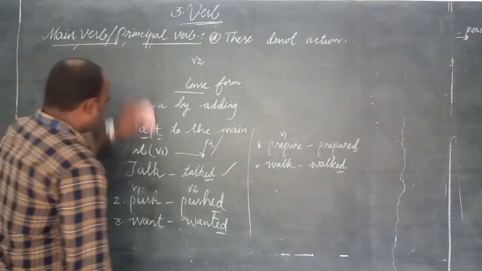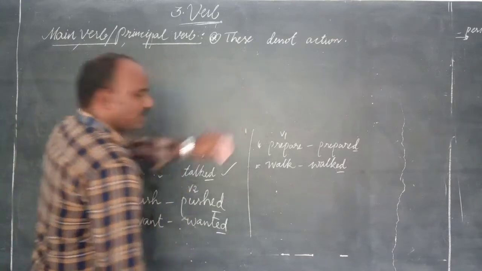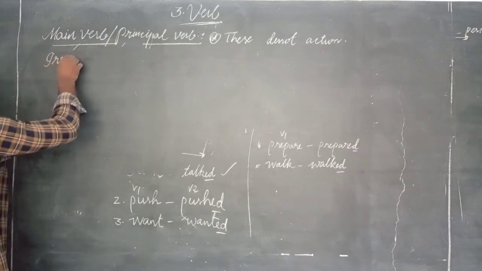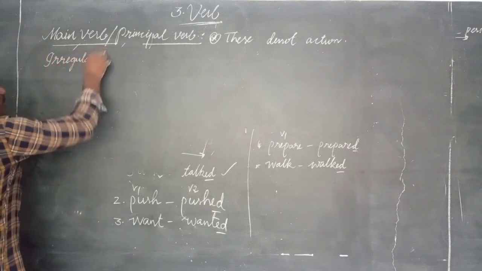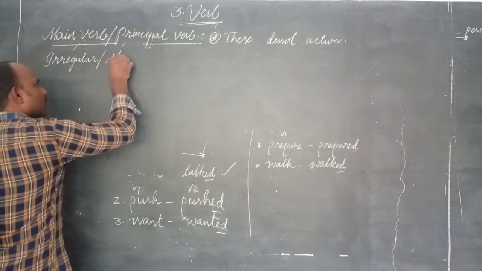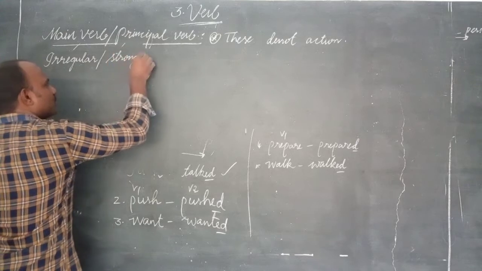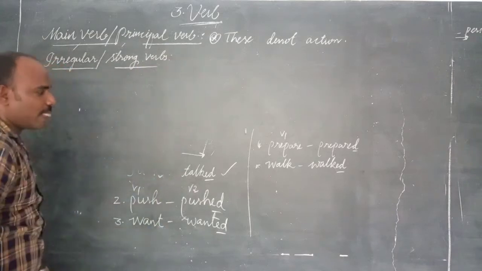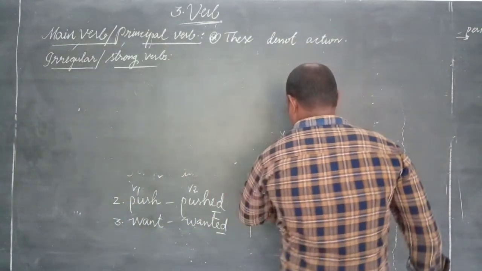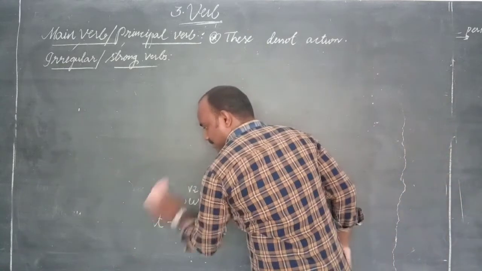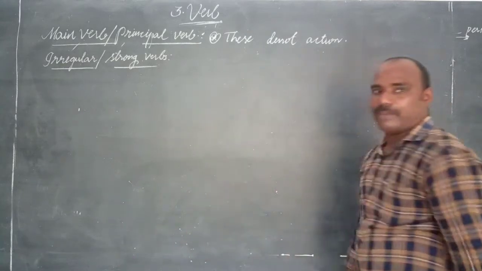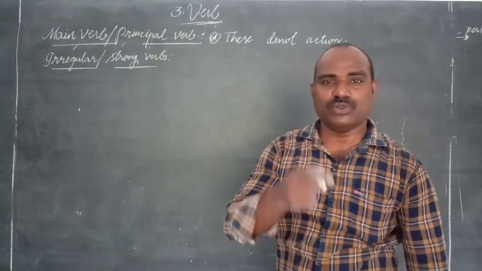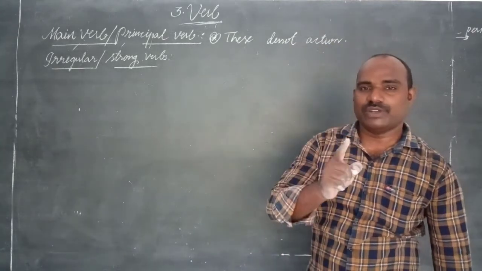irregular verbs or strong verbs. Irregular or strong verbs. See, what is the formation of regular verbs or weak verbs? By adding ed or d or t to the main verb, we get the past tense form. Those verbs are called weak verbs or regular verbs.